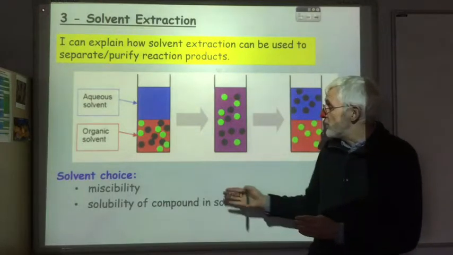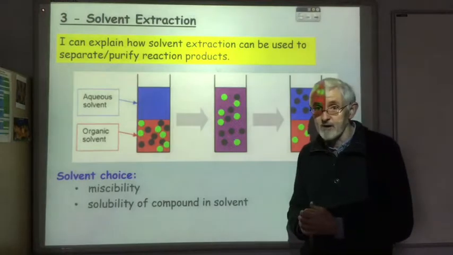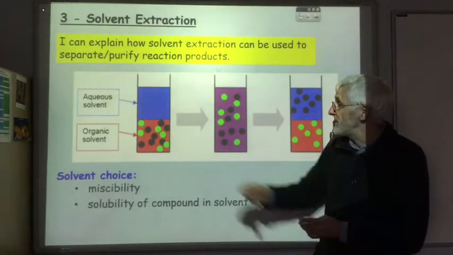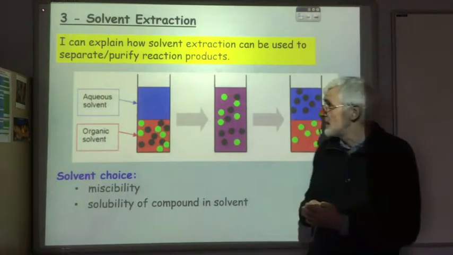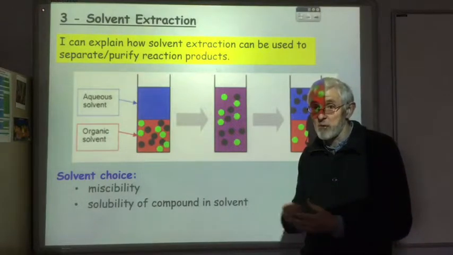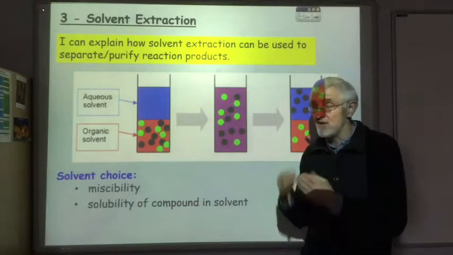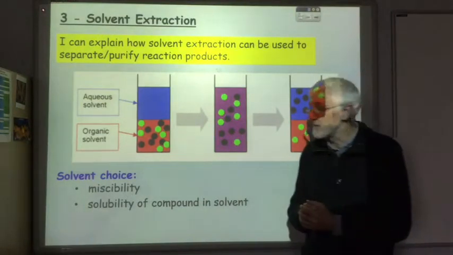But also of great importance is considering the solubility of the compound that we're wanting to extract in the solvent. So in this case, we were wanting to get the black stuff into the aqueous solvent. So we wanted to make sure that the black stuff that we wanted was really soluble in the aqueous solvent. And given the choice between the aqueous and the organic solvent, it'll go into the aqueous solvent.